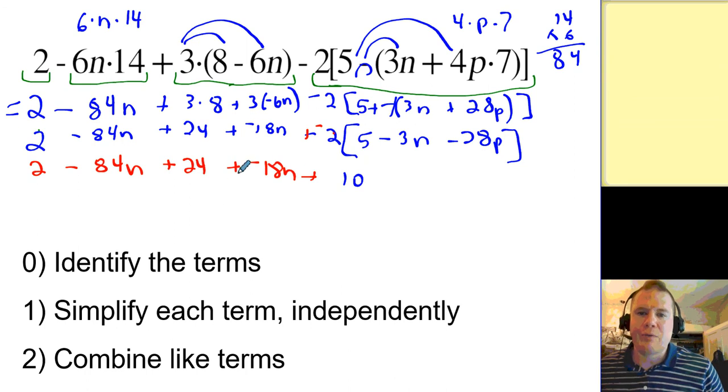Whether I write plus negative or minus, same difference. But here it's negative 2 times 5, so that's a negative 10. Negative 2 times negative 3, 2 times 3 is 6. Negative times negative, that's now a positive, right? The opposite of a negative is positive. 2 times 28 is 56, with the opposite of that minus giving me a positive.